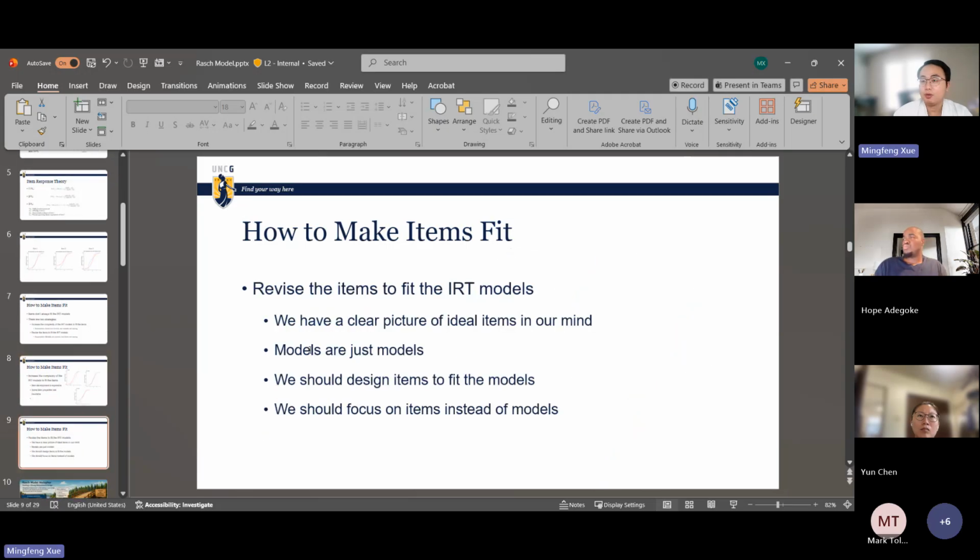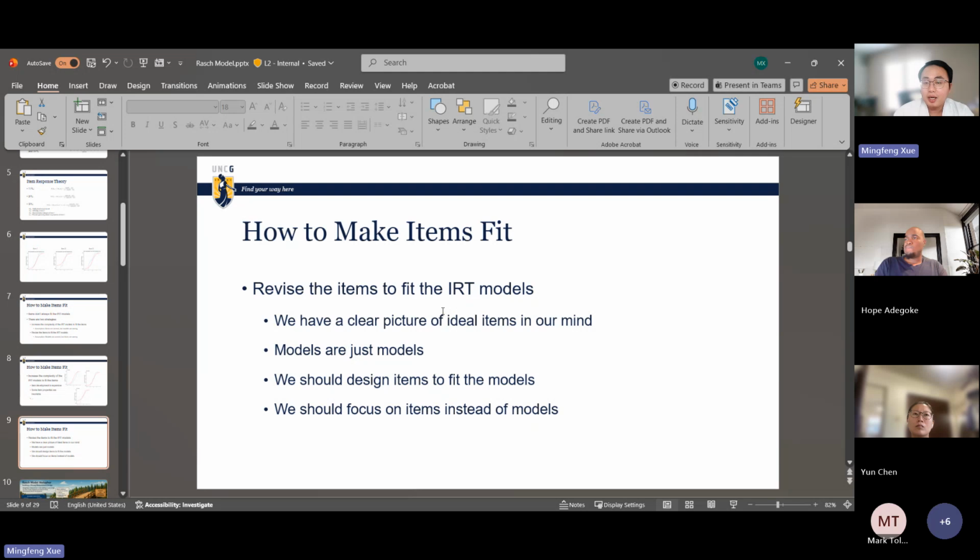However, today, let's focus on the second strategy. What if our items are wrong, but our IRT model is correct? In these cases, our assumption is that the IRT model is correct because models are just models. They try to model the complexity of our world. But our items, as they are decided by humans, may be subject to different kinds of errors. And we need to revise them so they can better fit the model.